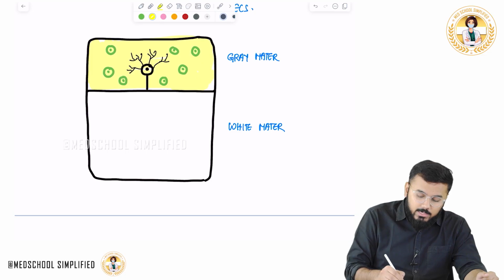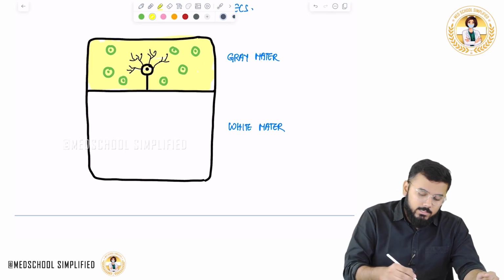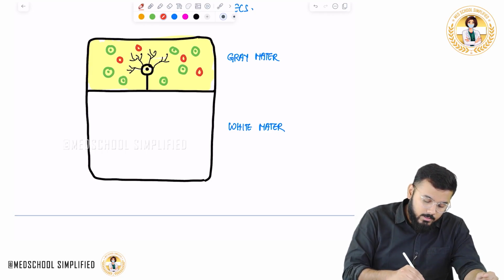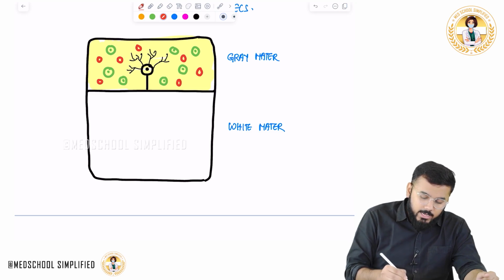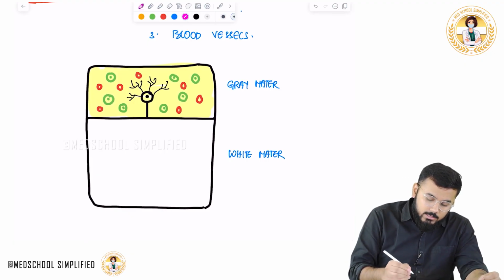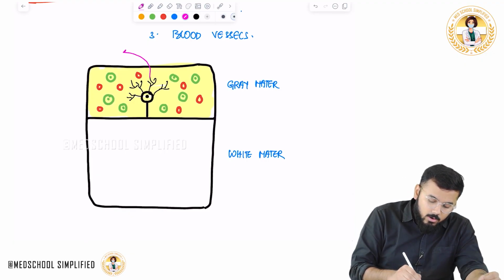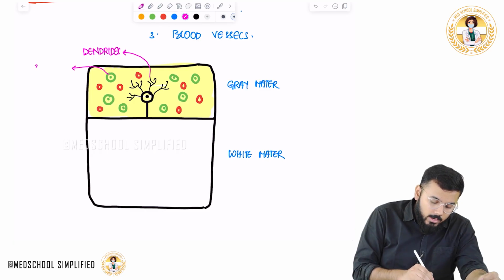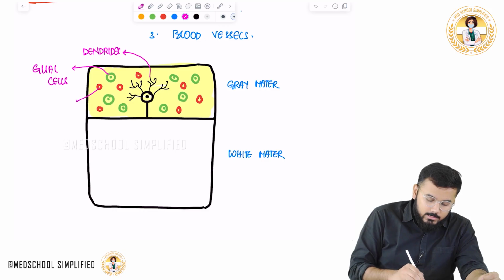Now, apart from these glial cells, do we have any other thing? Yes, we even have our blood vessels, right? See now, these are the blood vessels that are located here. So, let us just name all these parts over here. What are the important parts we have discussed so far? We discussed that these are called your dendrites, and these are called your glial cells. And these are called your blood vessels.